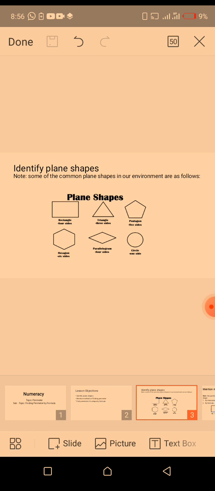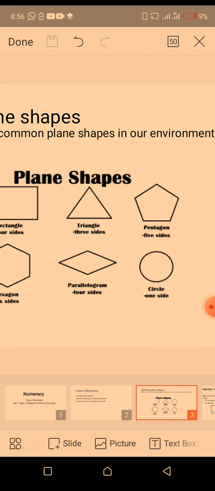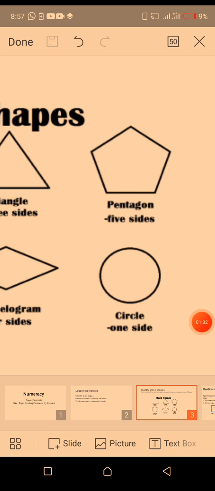Some of the common shapes in our environment are as follows. Plane shapes. One, we have the rectangle. A rectangle is a plane shape which has 4 sides. Two, a triangle. A triangle is a plane shape that has 3 sides. Three is a pentagon. A pentagon is a plane shape that has 5 sides.